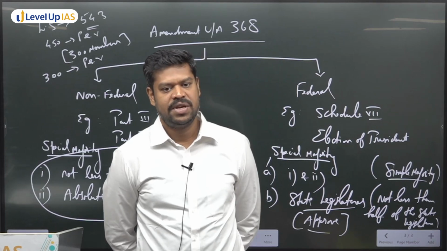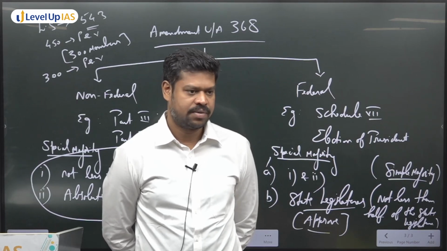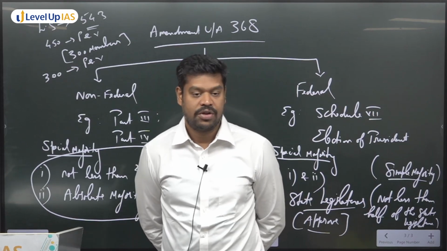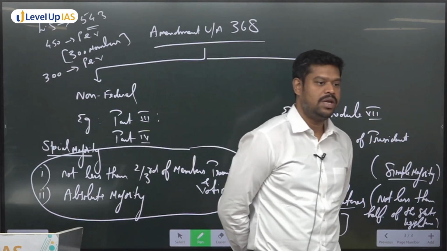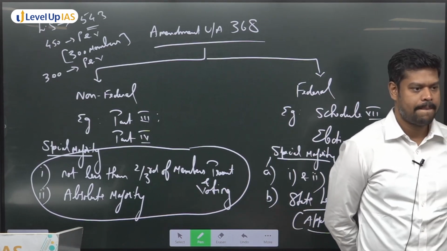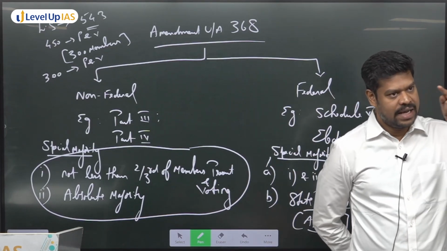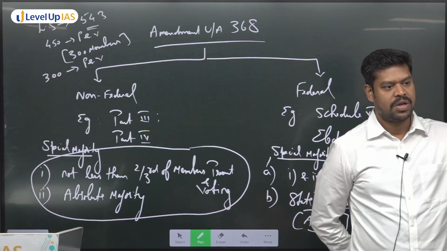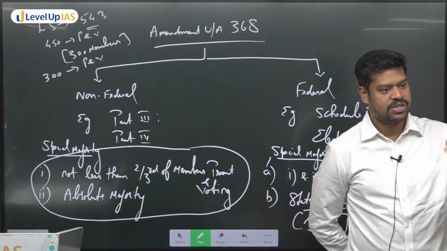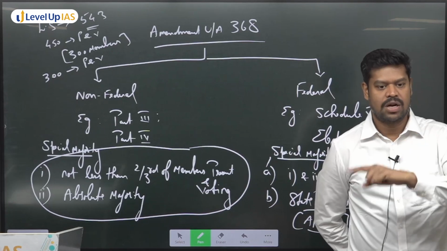The LG is merely a representative of the president. The president will appoint an administrator who is called the LG. So therefore, he is not the constitutional head. He is only representing the president. Who is the constitutional head of the union territories? It is the president. As the name suggests, union territories. Do you know why they are called union territories? They are considered to be the territories of the union. That means they are under the control of the union.